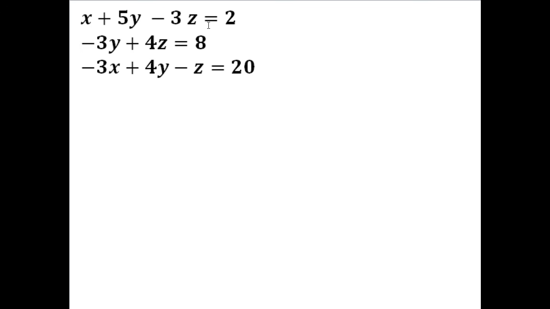So the very first thing that we need to do is convert this to one single matrix. We'll notice here that we have four columns in it, and we have 3 rows. So it's going to be a 3 by 4 matrix. Remember, it's the number of rows by the number of columns.